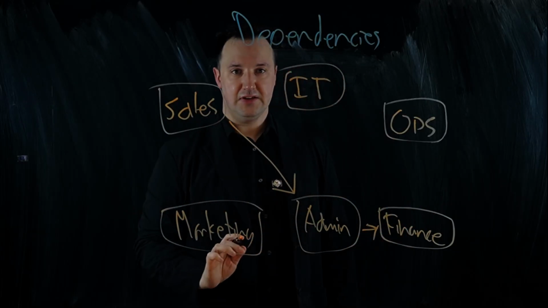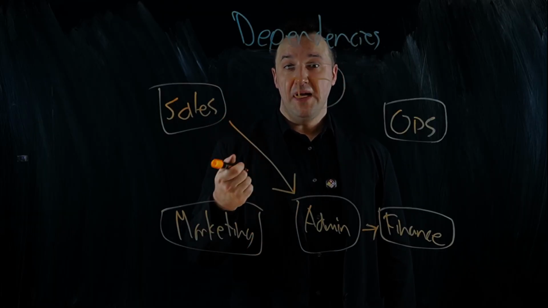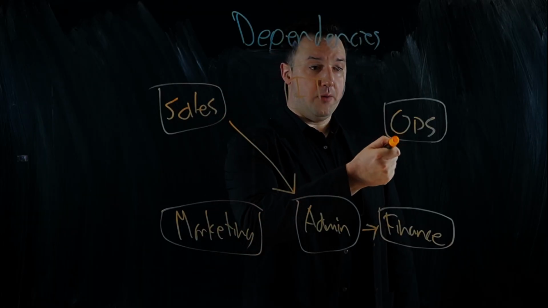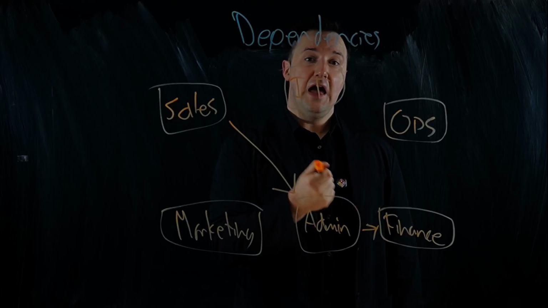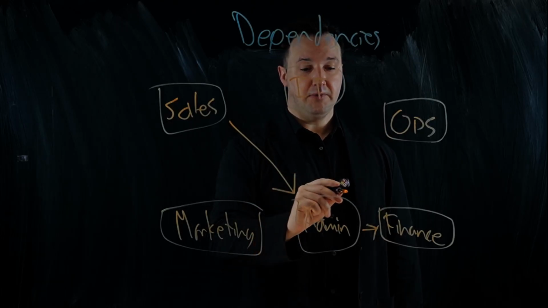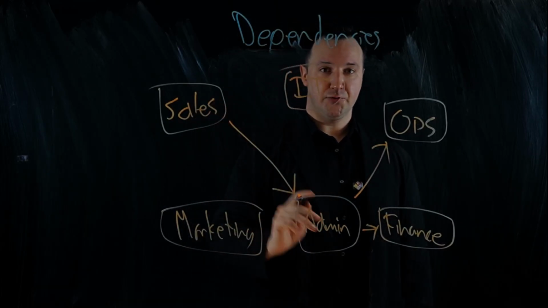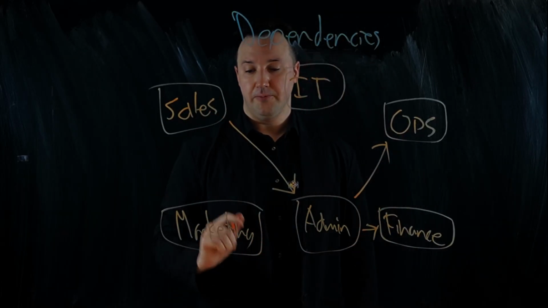Does ops need sales in order to do its job? Well, sure, I need to make a sale in order for ops to have something to produce. However, how does ops get that information? How does it get that directive? It probably gets it from admin. Doesn't get it from sales directly. Admin's probably filtering that and then sending out what needs to go where.